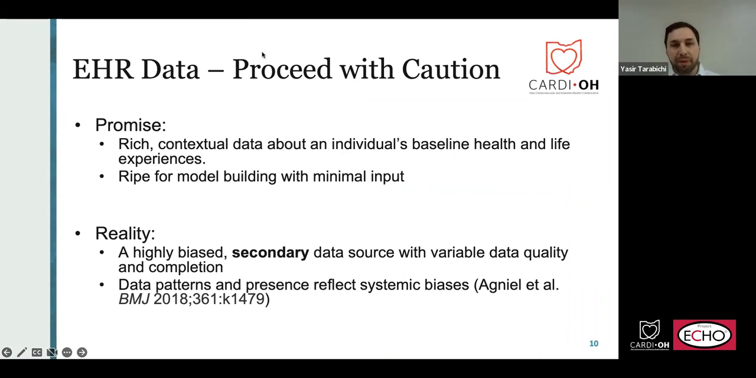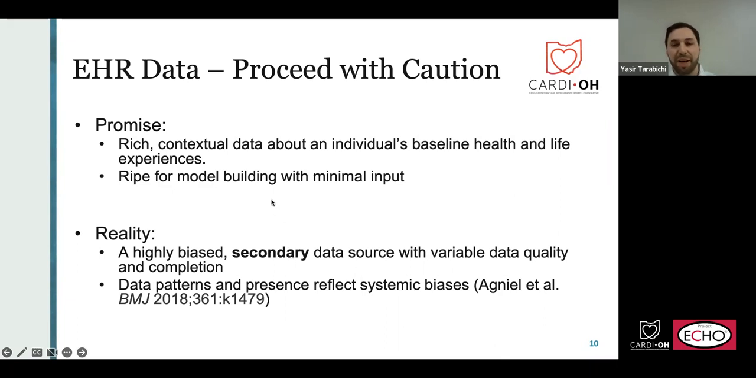So, here's the thing about EHR data, for those of us that live and breathe it: proceed with caution. The promise is that the EHR has rich contextual data about an individual's baseline health or life experiences, and that it's just ripe for model building with minimal output. All these publications about AI and EHR data and healthcare make it sound really easy, right? Make it sound like the data is pristine and perfect. And we all know that the reality is very different.